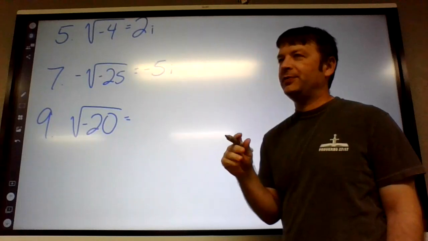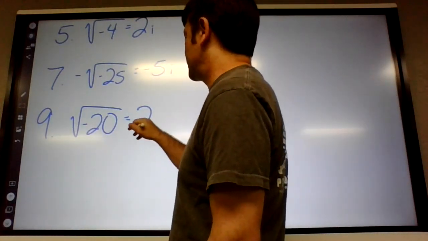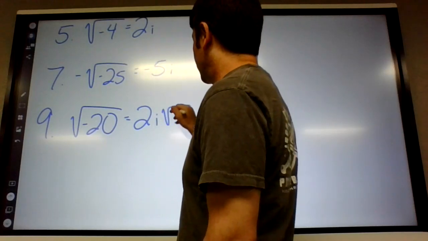So, square root of negative 20. Do you guys remember what square root of 20 was? 2 square root of 5. So this is 2i square root of 5.